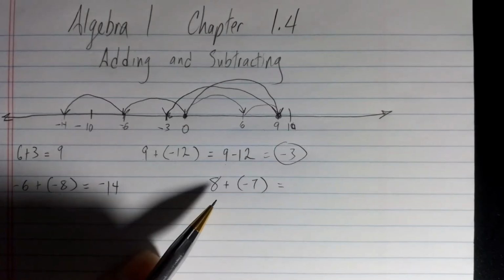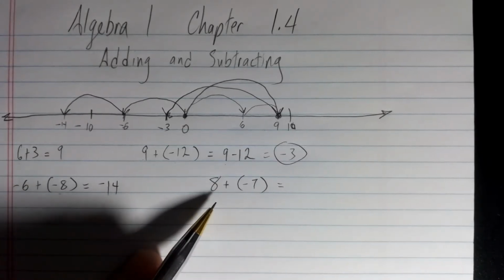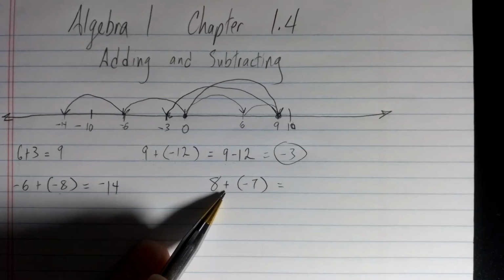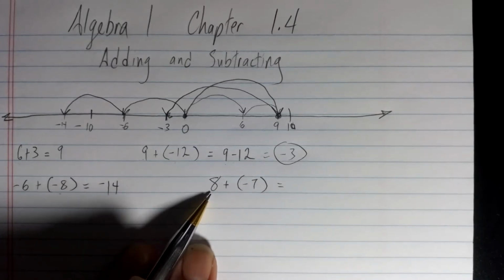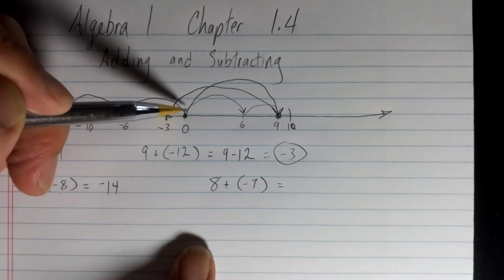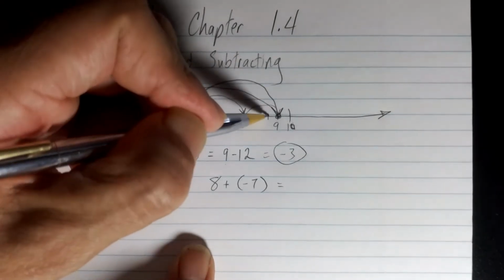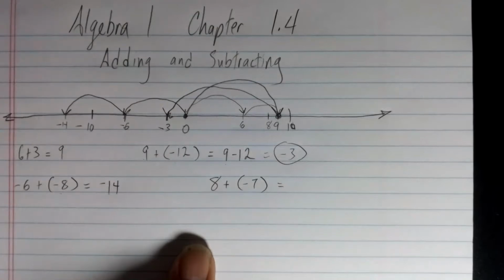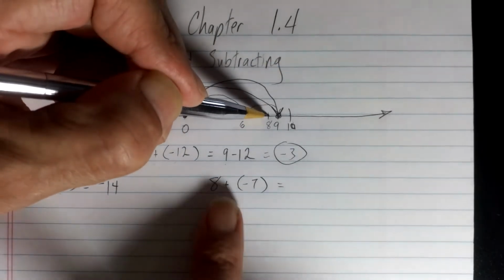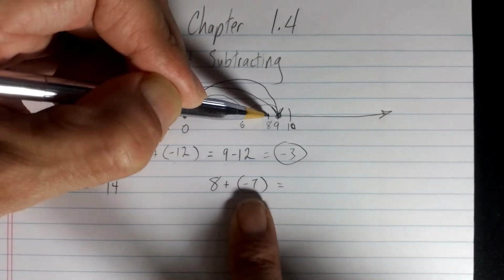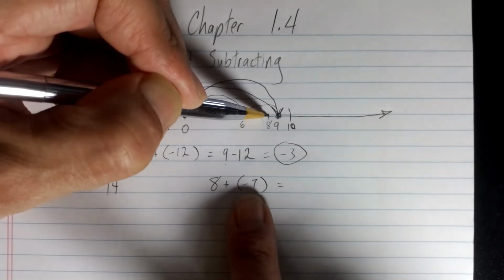For a problem like 8 plus negative 7, again, that plus sign is ideal for me. It works for my method. The first thing I'm going to look at is the 8. So I'm going to start at 0 and I'm going to go over to 8. I'm not going to keep writing down these lines here. I don't want to get it too messy, but I would go from 0 to 8. Then the next thing I'm going to do is go 7 spaces, but I'm going to go the negative direction.